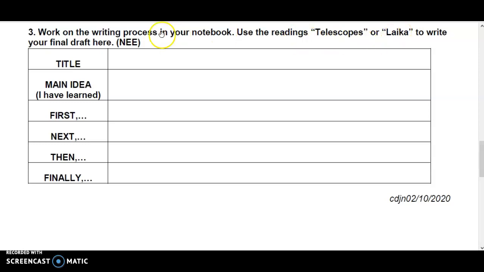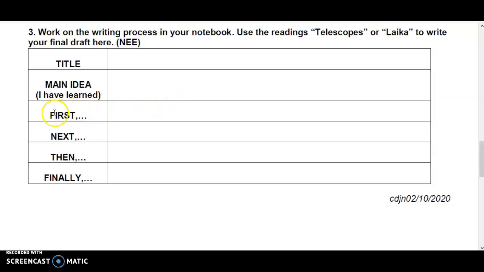And then you have to write your final draft here. Remember, write the title. The title can be telescope if you choose telescope. Or maybe you can write Leica if you want to choose or want to work with Leica. Then you have the main idea. Remember to use I have learned that, I don't know, the main idea about telescope or the main idea about Leica.